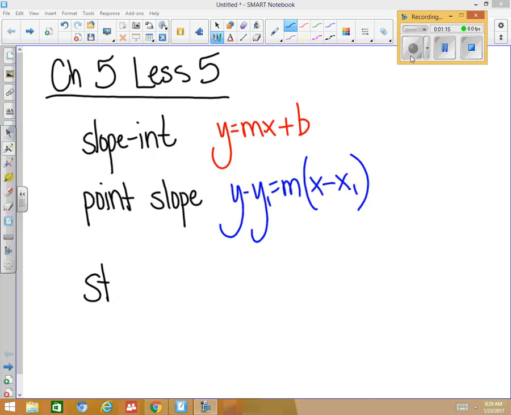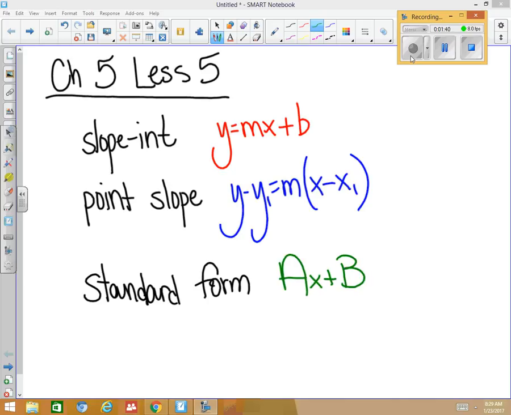This last form. Guys, hush. Standard form is our last form. It's got some rules to go with it. Let me find a different color. It's got an A in there: Ax plus By equals C. Here's the thing, your rules for standard form.